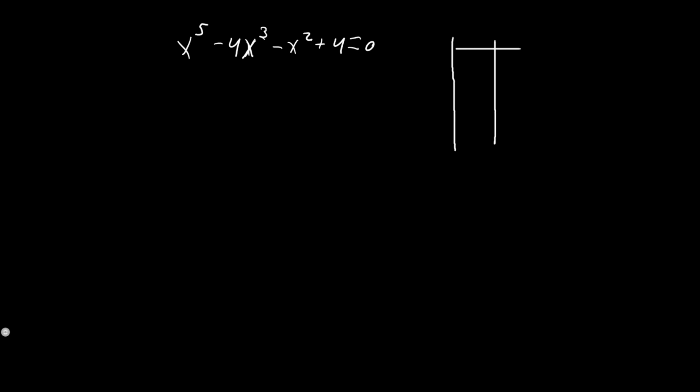So the next example we are going to look at is x to the power of 5 minus 4x cubed minus x squared plus 4 is equal to 0. So let's go ahead and start off by making our table and identifying how many positive and negative solutions we have. So here we have positive, negative, and complex solutions.